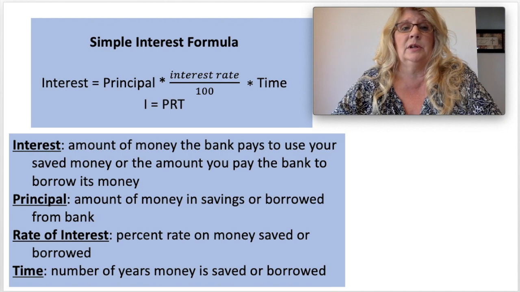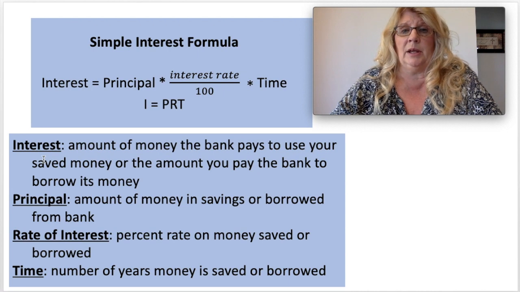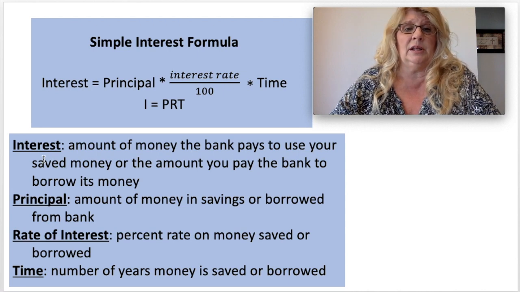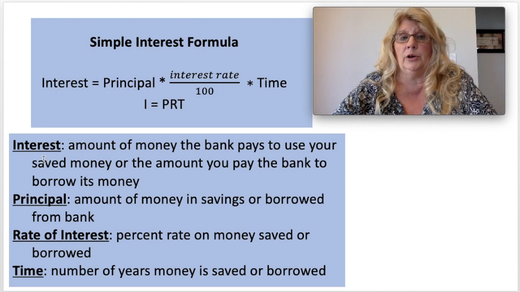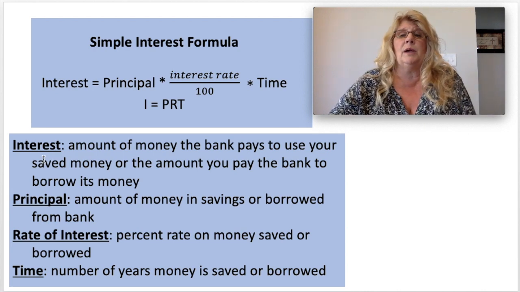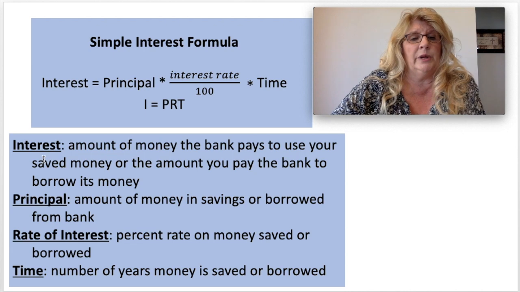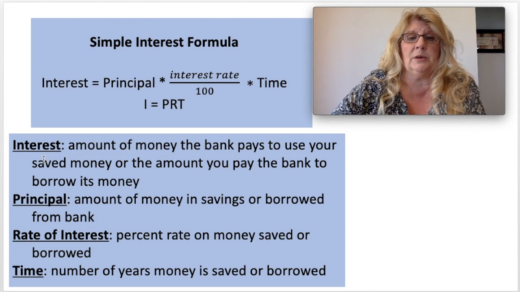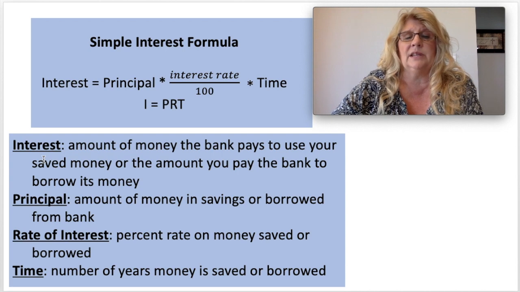Simple interest. Again, know what all these terms are. So interest is the amount of money the bank pays to use your saved money or the amount you pay the bank to borrow its money. Principal is the amount of money in your savings or the amount you borrow from the bank. Rate of interest is your percent rate on money saved or borrowed, and time is the number of years money is saved or borrowed. Lots of vocabulary in this one.